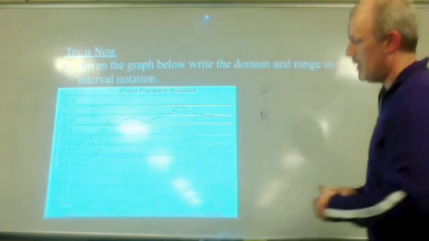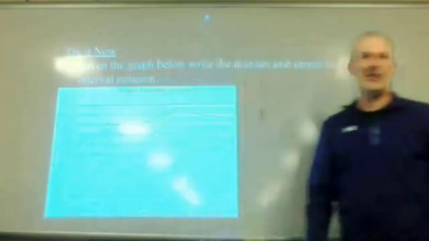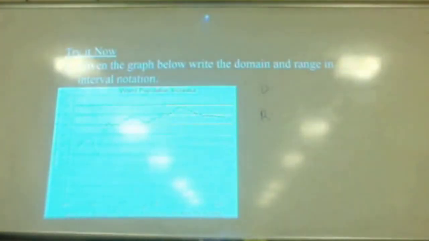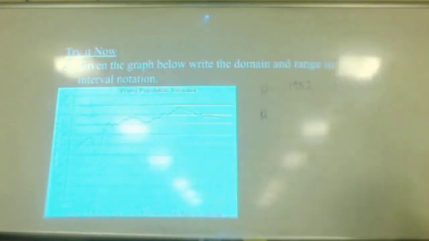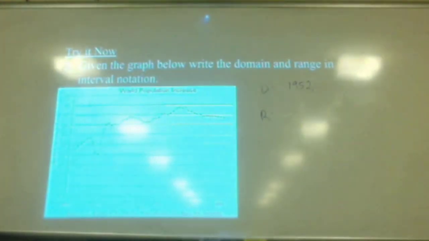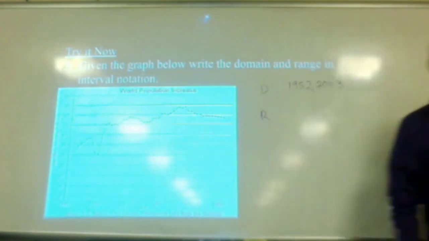Okay, and be careful because this one doesn't go all the way to the left or all the way to the right. It kind of stops. So what is the lowest domain value that you see here? 1952. Okay. And how about the highest one? It's kind of hard to line that up, but 2003. Reasonable? Okay. You might make an argument for 2002, but like I say, it's too blurry for me to worry about. So 2003 is just fine.